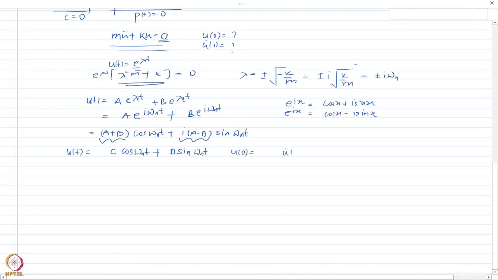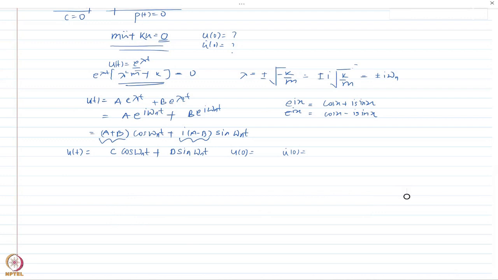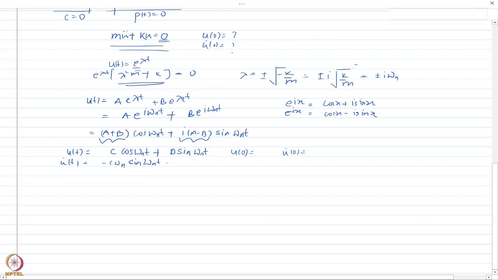Let us substitute those values. Before that, I need to differentiate it once to obtain the expression for u dot of t. If I do that, I will have minus c omega n sin omega n t plus d omega n cos omega n t.